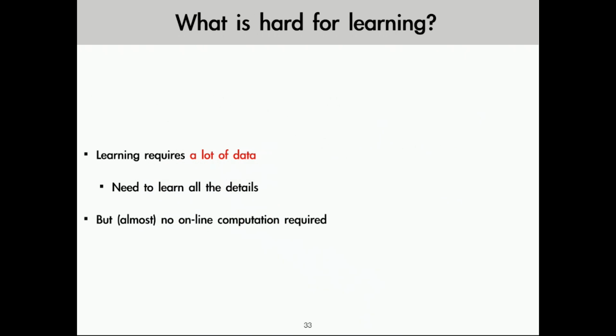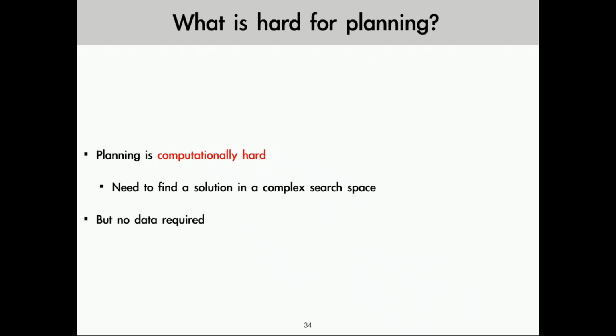So based on this observation, we can see that learning would require a lot of data because you need to learn all these details. On the other hand, if you can train such a policy, then almost no online computation will be required. Planning, on the other hand, is computationally difficult because we need to find a solution within this complex search space. But we don't need any data to train a planner.